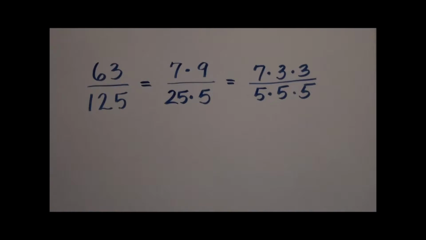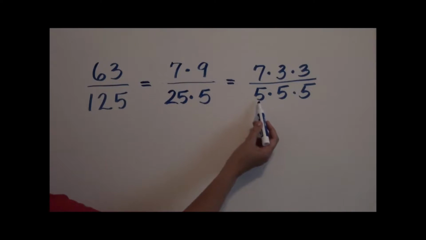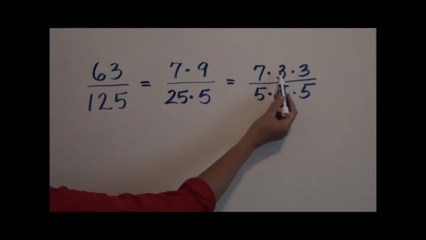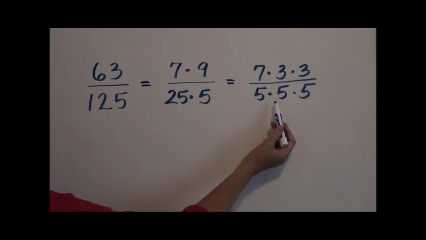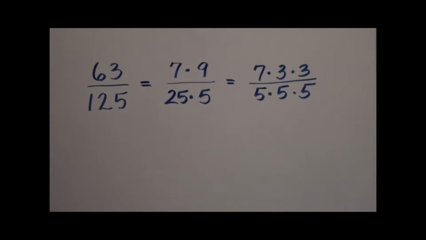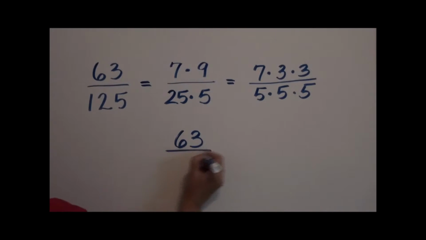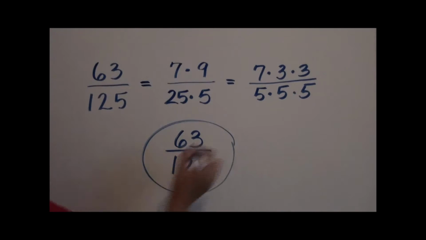We haven't reduced anything yet. We're just writing the numerator and the denominator as a product of prime factors. Now, to reduce it, we're looking for things they have in common. Is there a 7 in the numerator and the denominator? No. A 3 in the numerator and the denominator? No. A 5 in both? No. So there's nothing we can do. So this was already in reduced form, or simplified form. So the answer is 63 over 125. That can't be simplified any further.